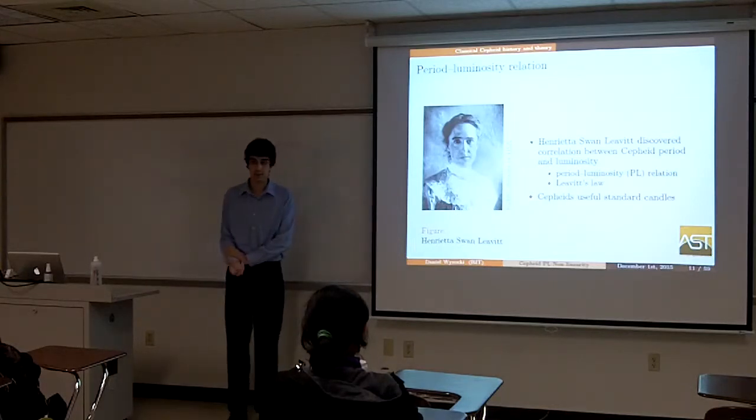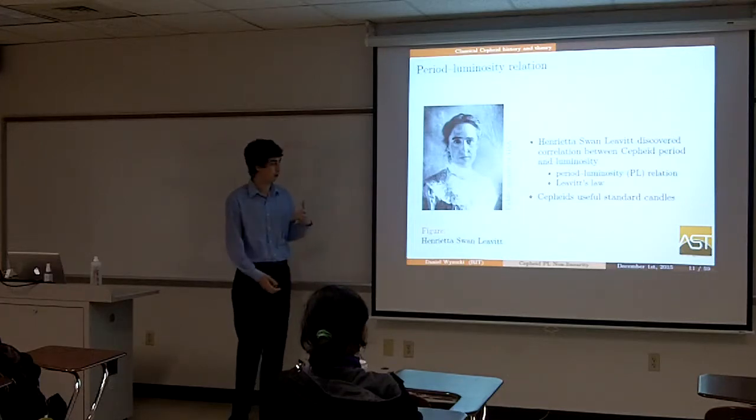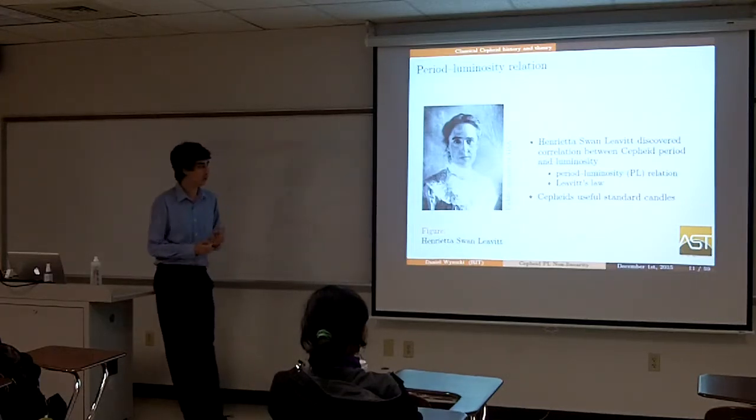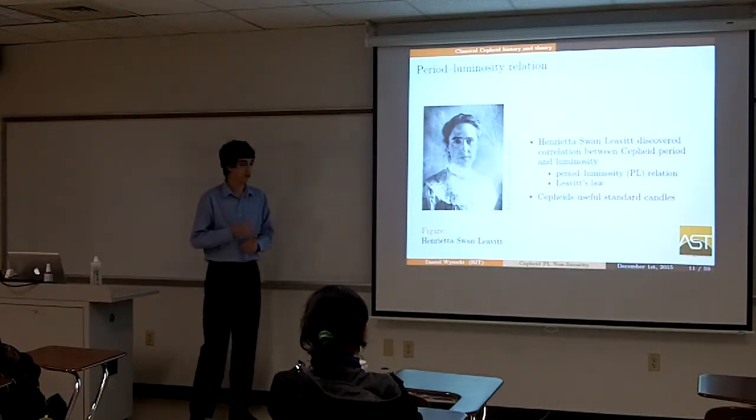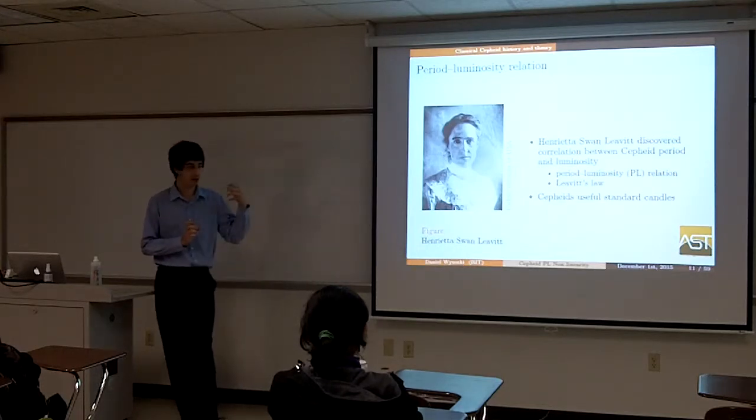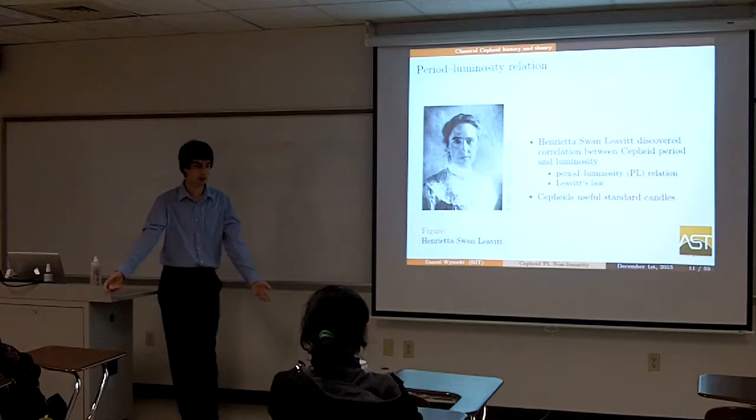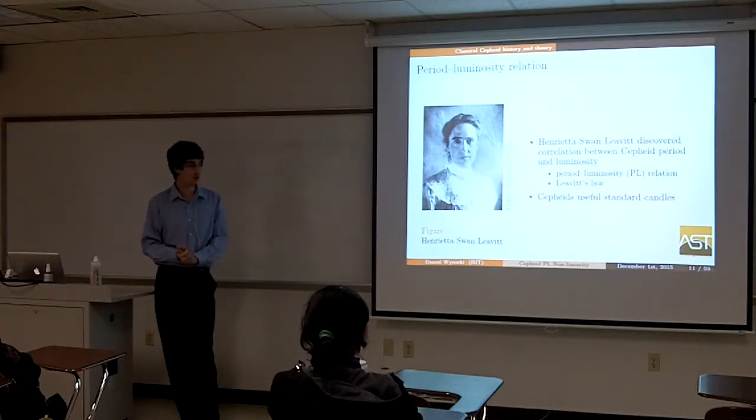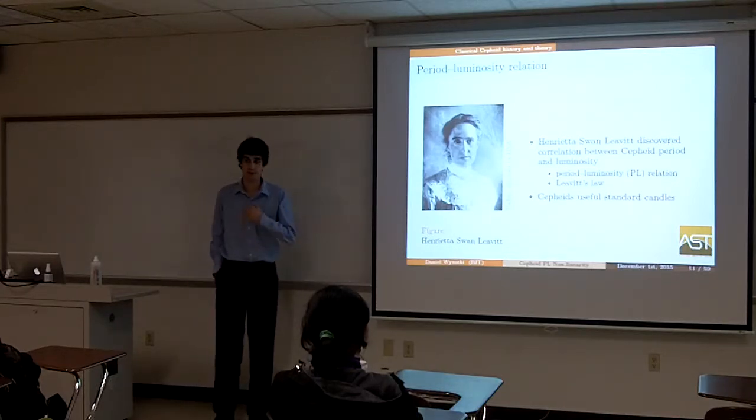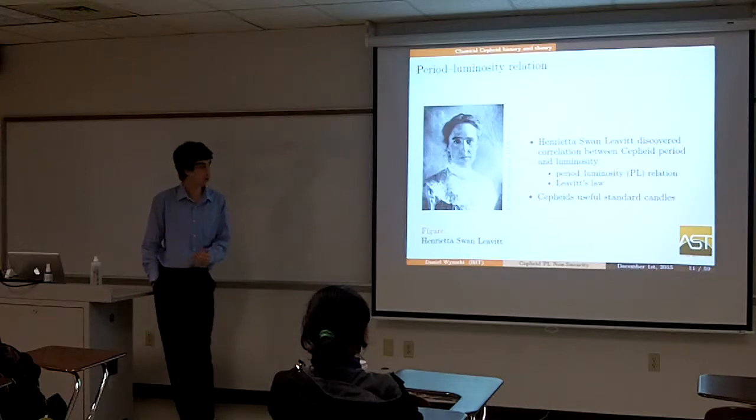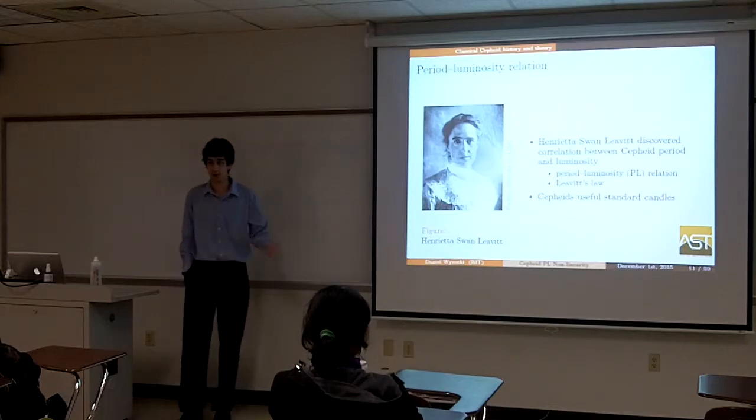And so she realized that from this property, we can actually measure their distances, because since there is a relation between the brightness, the intrinsic brightness, and the period, which we can easily measure on Earth, given enough time, we can actually tell the difference between the apparent magnitude and the absolute magnitude, and use that to compute the distance. And so that's called a standard candle. So if you can compute the absolute magnitude of something, you can observe its apparent magnitude, and from that you can get a distance modulus or a distance.